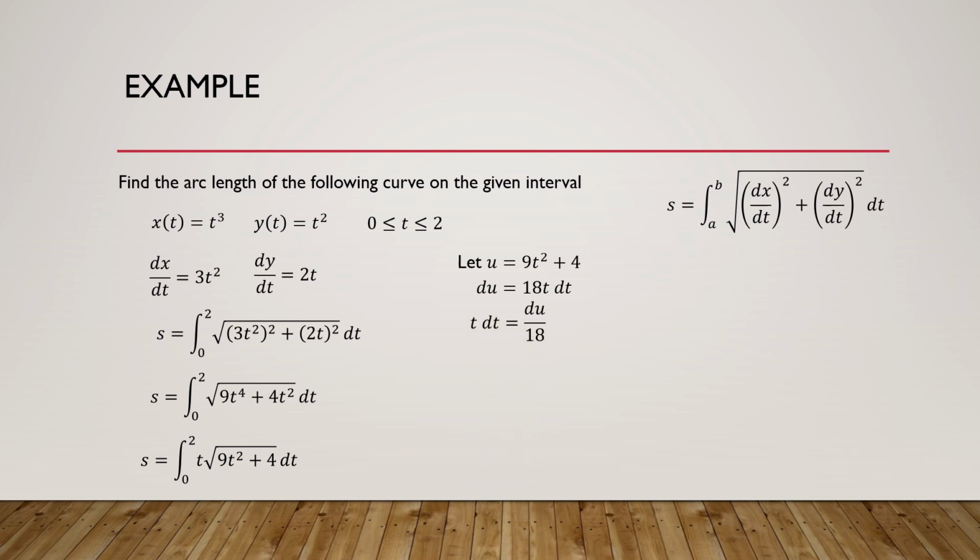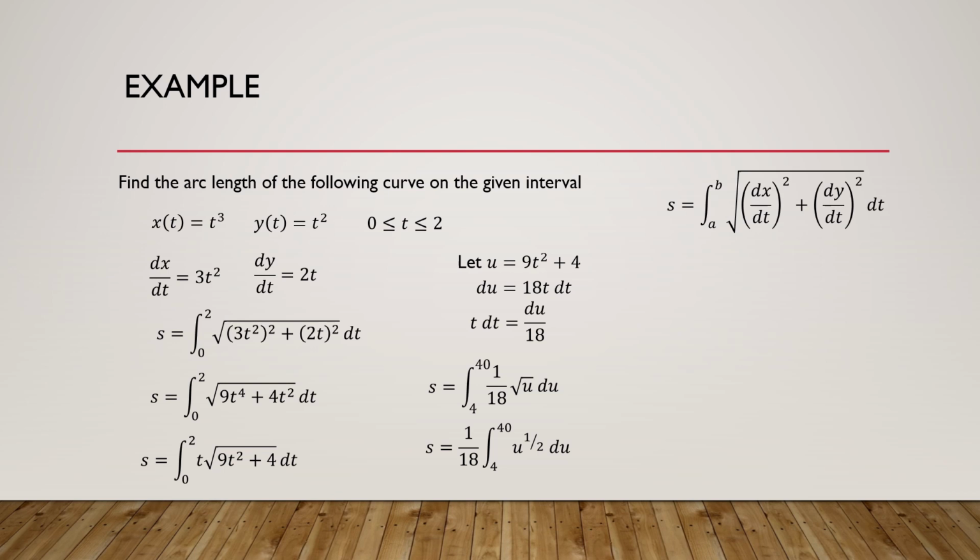We substitute to get the integral of 1 over 18 times the square root of u du. The range of the integral will also change by using our u substitution. When t equals the lower limit of the integral, 0, u is equal to 4. And when t equals 2, we get the upper limit of 40. 1 over 18 may be removed from the integral as a constant. Then we rewrite the square root of u to be u to the 1/2.